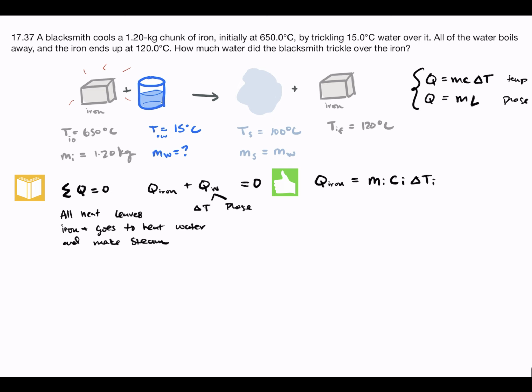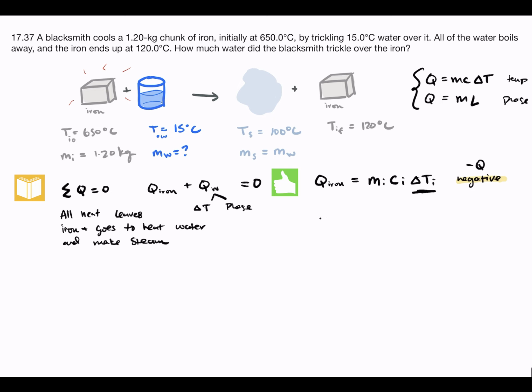And we know that this Q needs to be negative. And why does it need to be negative? Well, because the heat is leaving the iron. So that means all of the Q's must be negative. You don't actually have to put that in because it's going to show up in the temperature difference, okay? Our final temperature is 120. Our initial temperature is 650. So you're going to subtract those, and that's going to give you a negative 530, okay? So we're not going to worry about that just yet, but that's our Q for iron.